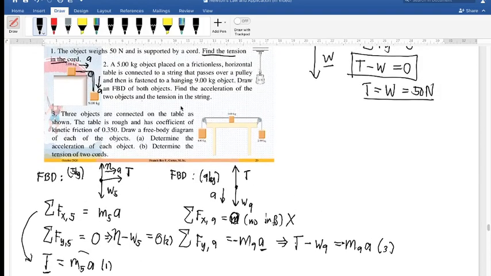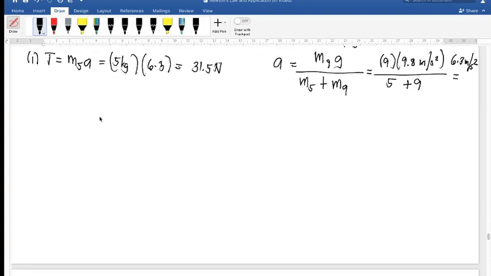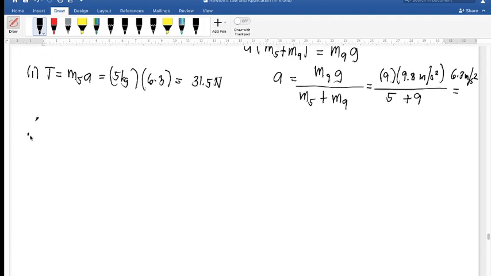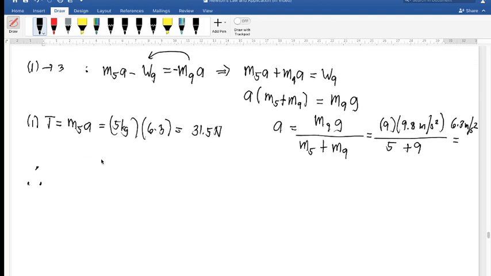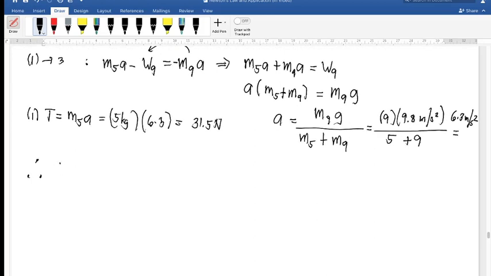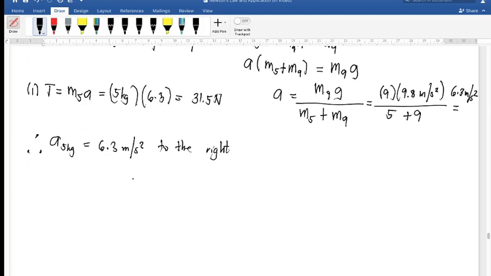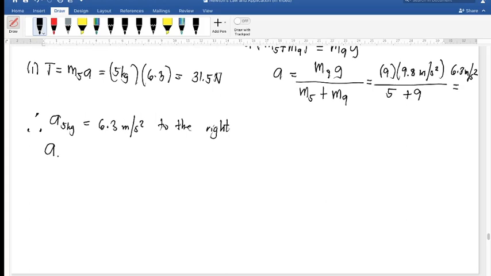Therefore, for the acceleration of the two objects, you have to also take note of their direction. So the acceleration of the 5 kilogram is equal to 6.3 meters per second squared to the right. You have to put to the right to specify the direction. Then the acceleration of the 9 kilogram is still equal to 6.3 meters per second squared downward.